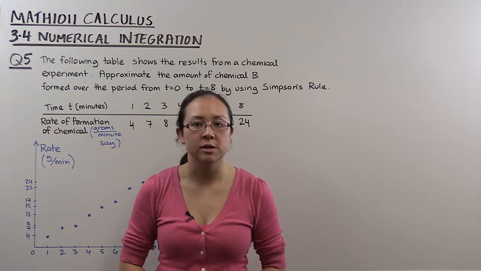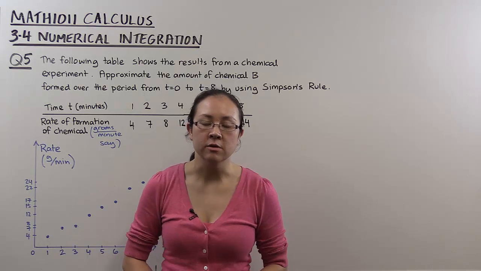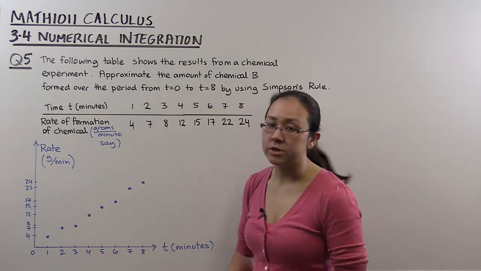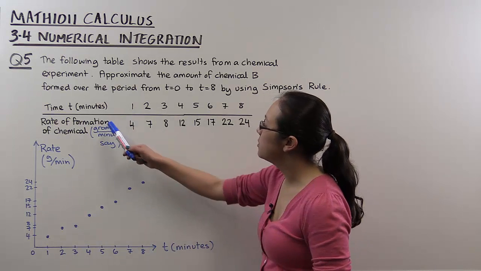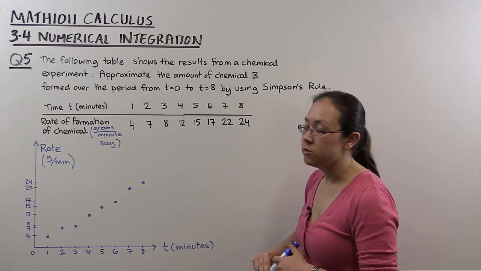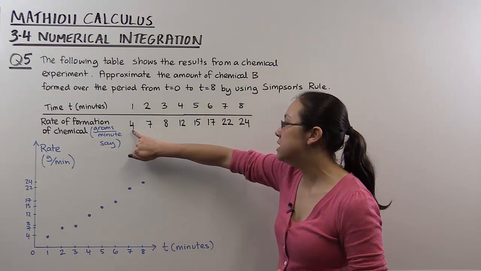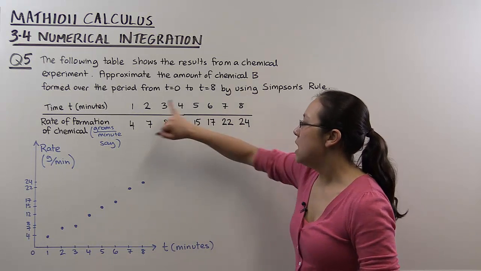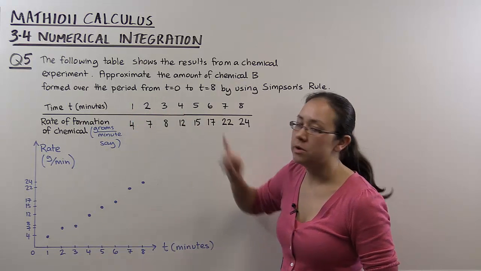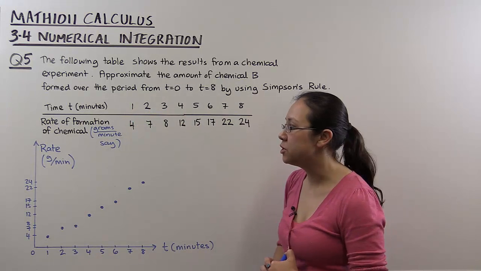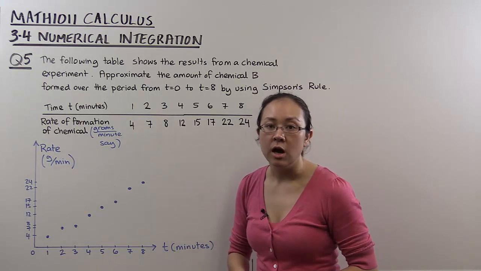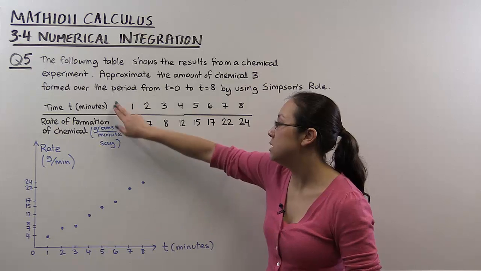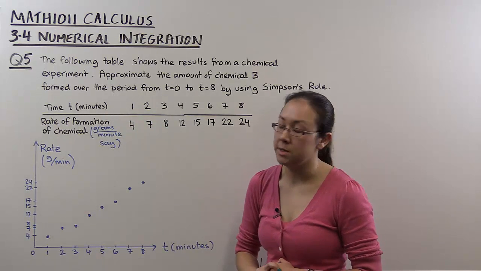Today I'm working through some of the Math 101 calculus questions from the section on numerical integration. In question 5, we're given a table of results from a chemical experiment. The results are the rate of formation of the chemical after 1 minute, 2 minutes, 3 minutes, all the way up to 8 minutes. So the rate, let's say that's something like grams per minute. It's the amount of chemical per minute, say, just because the time is given in minutes here.